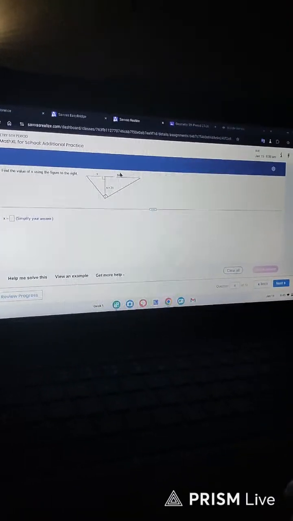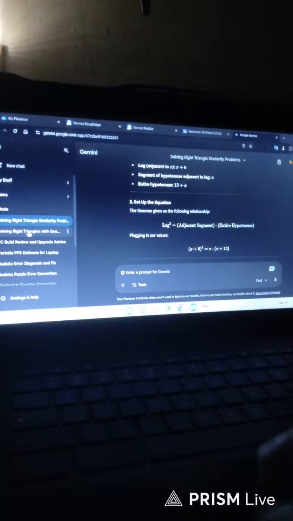Solve for x. So 84 plus, hold on, let's go all the way here real quick. I want to figure out how to do this again.